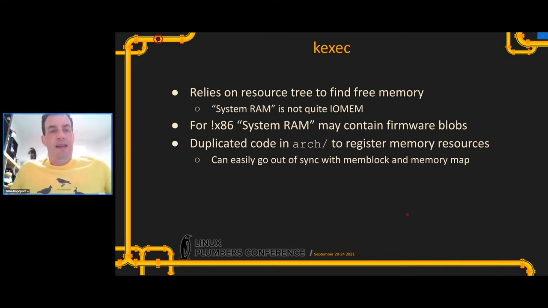Now there is KExec, which relies on the resource tree to find the memory where the bits of newly executed code and data will be put. And for that, it uses System RAM, a subtree in the IOMEM resource tree. I'm not sure it was a really good design choice, but well, I wasn't around back then. I don't know, maybe there were no better alternatives.